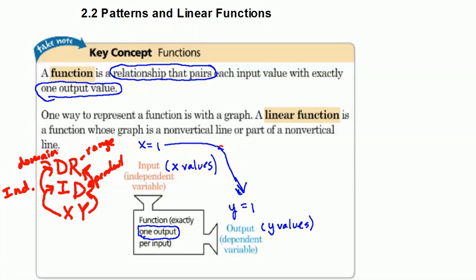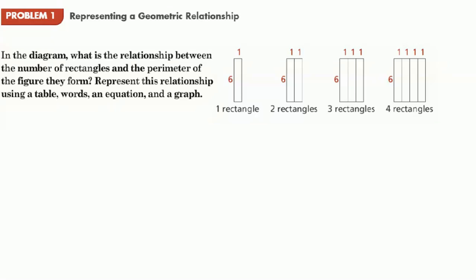Okay? All right. Now let's go into a practice problem where we're going to look at functions. For our first problem, we're going to represent a geometric relationship. In the diagram, what is the relationship between the number of rectangles? That's going to be very important, because we're looking at a relationship, and that means we're going to look at an x and a y, the number of rectangles, and the perimeter of the figure they form, which are these right here.